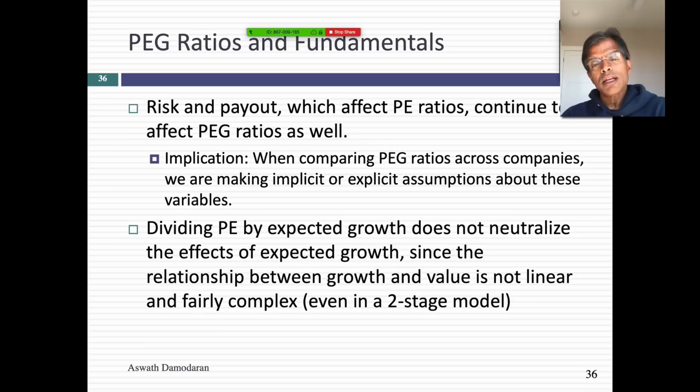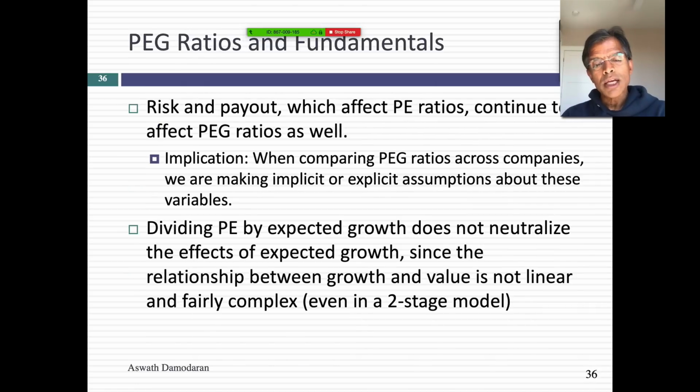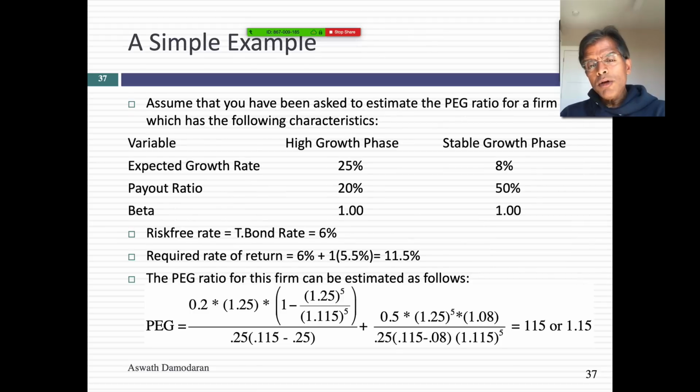In fact, if you look at that equation, as I increase risk, PEG ratios decrease. So a higher risk company should have lower PEG ratios. And dividing PE by growth doesn't neutralize growth. Growth stays in the equation because it's not going to go away. So I'm going to use that insight on a final example for today.